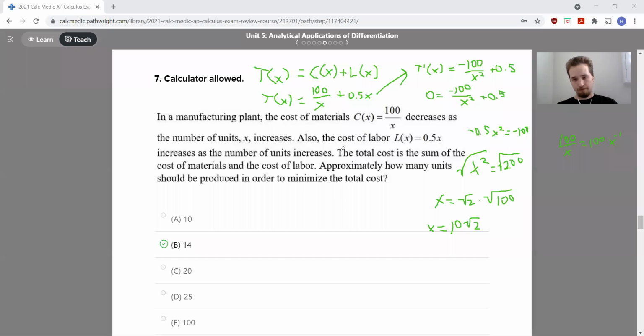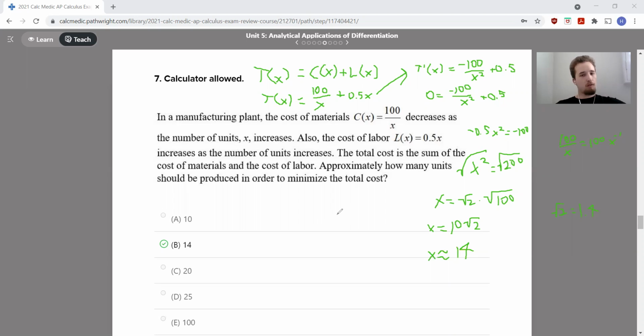So square root of 2 is about, and they give you your calculator, so you can find this out. Square root of 2 is about 1.4. So 1.4 times 10 is about 14. It's about 14, because square root of 2 is something like 1.41. But putting it into the calculator, it's about 14.